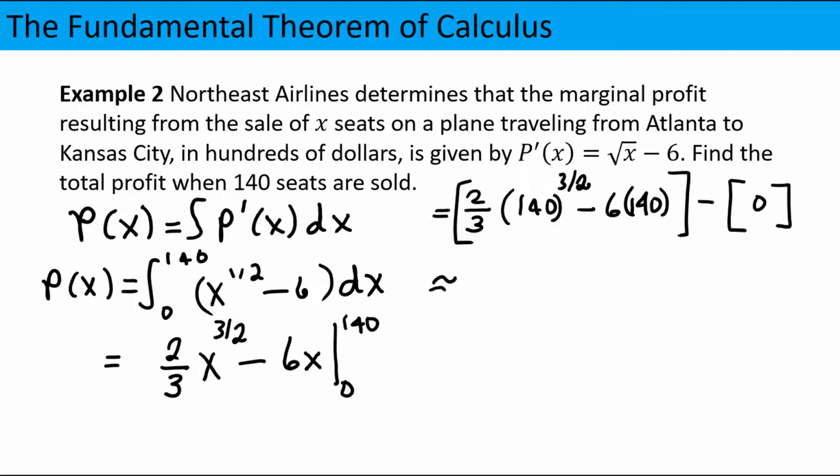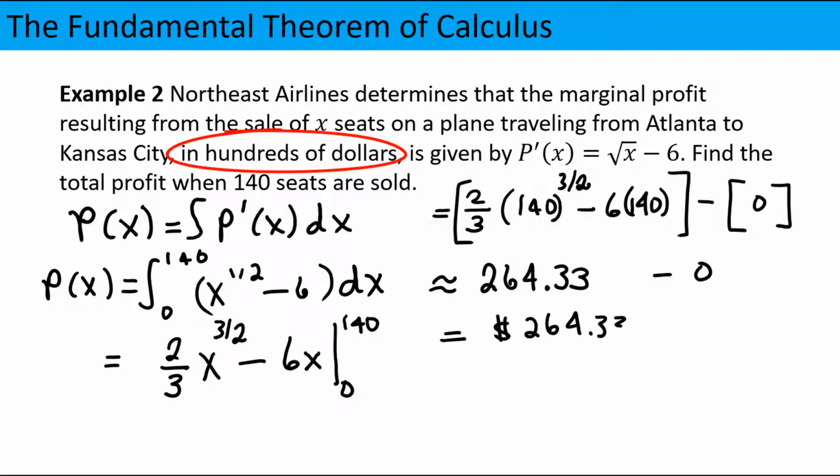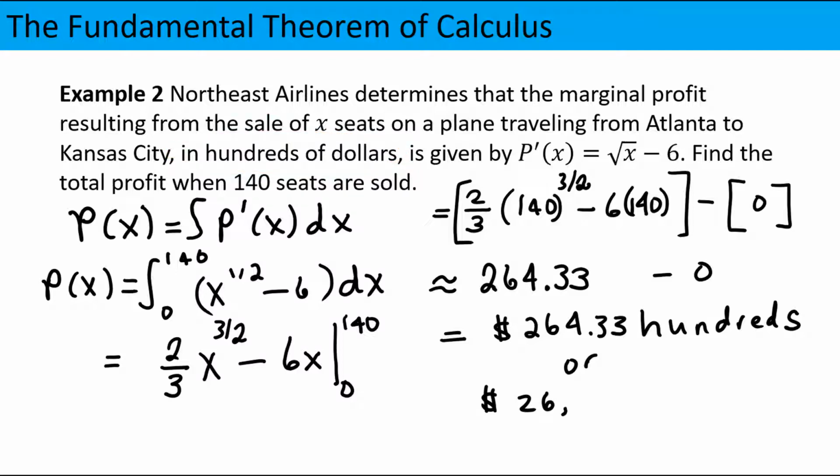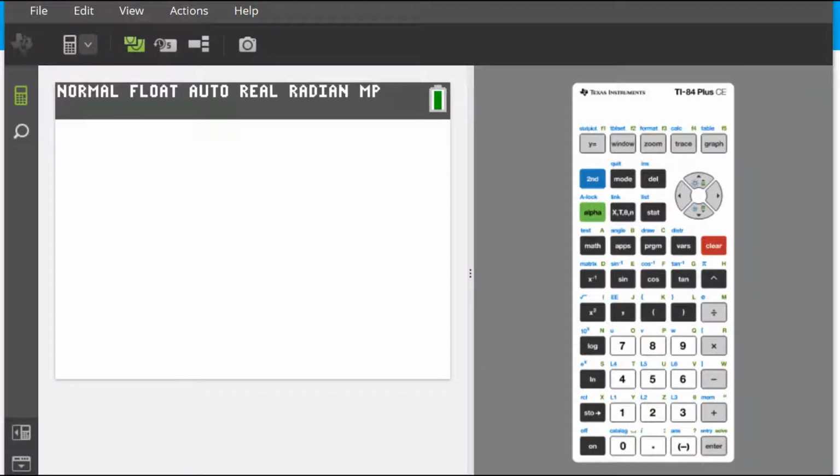Using your calculator, you get an approximate output, which looks like 264.33, again, minus 0. So we were told that this is in hundreds of dollars, so the answer could be expressed as 264.33 hundred dollars, which is kind of awkward, so it would be more appropriate to move the decimal place over and say $26,433. What is displayed is a TI-84 Plus SE screen.